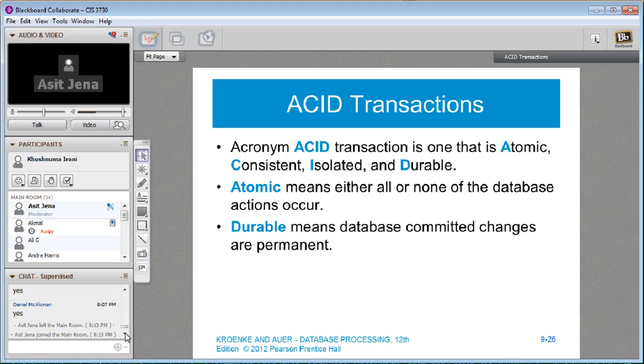Consistent means that there are two levels of consistency. There is statement level consistency and there is transaction level consistency. That means no other transaction should affect a transaction, and no other SQL statement should affect the SQL statement that's being executed. So they should be consistent.